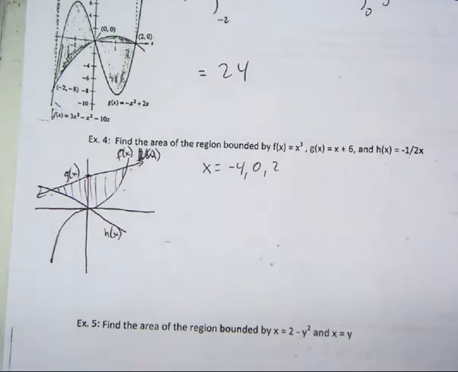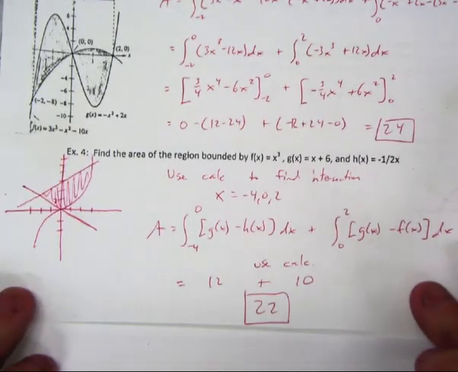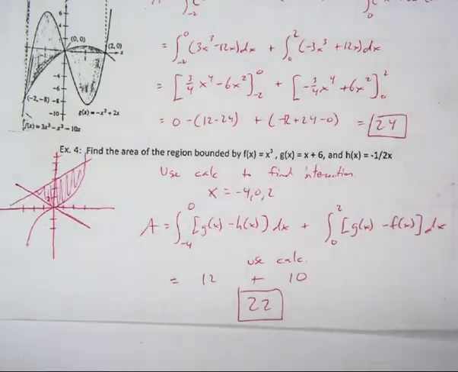Now I'm just going to put the key up for this one. Here it is. So on that left one, I'm doing g minus h from negative 4 to 0. And then I'm doing g minus f from 0 to 2. Make sure you put dx behind both of them. And that turns out to be 22. The last one.